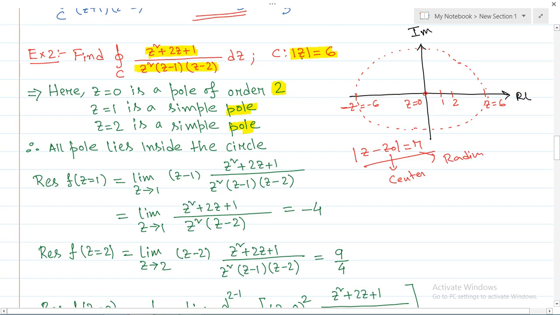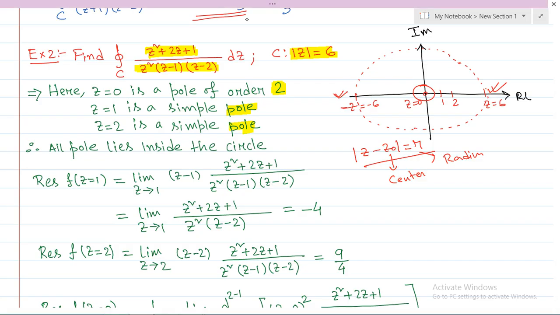So here mod of z minus 0, so the center is at the point 0 and 6 is the radius, so it will go up to plus 6 this side, and up to minus 6 this side. With this the full circle will be created. Now within this circle, all these 3 points actually lie: z equal to 0, z equal to 1 and z equal to 2.